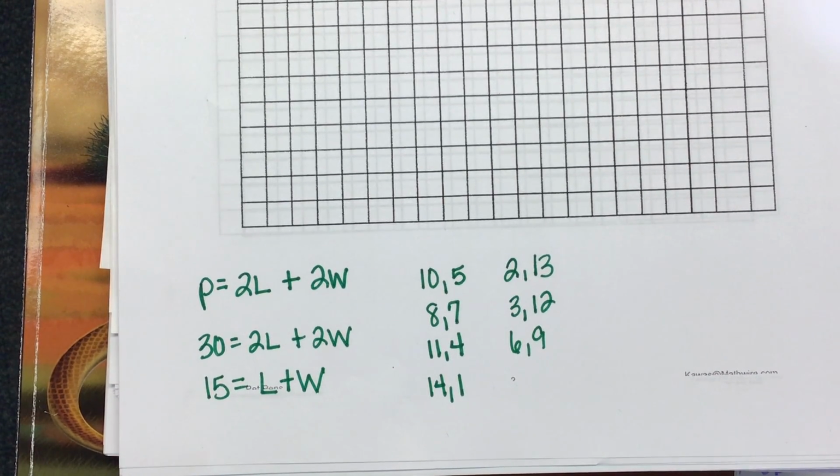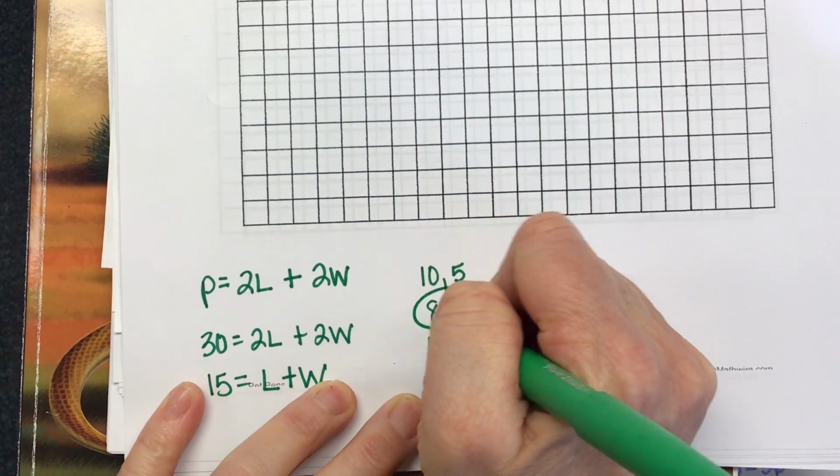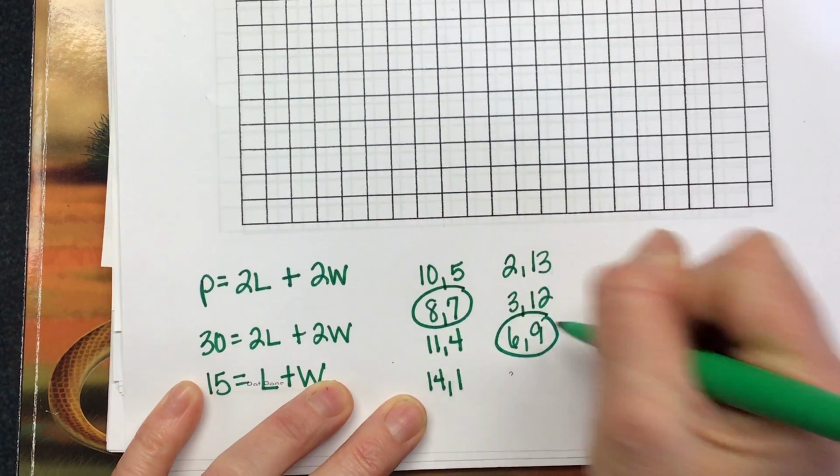So which one of these rectangles gives your horse the most area to play? Avery. That's not the most. Second most. 8 and 7. And then the second most is 6 and 9.